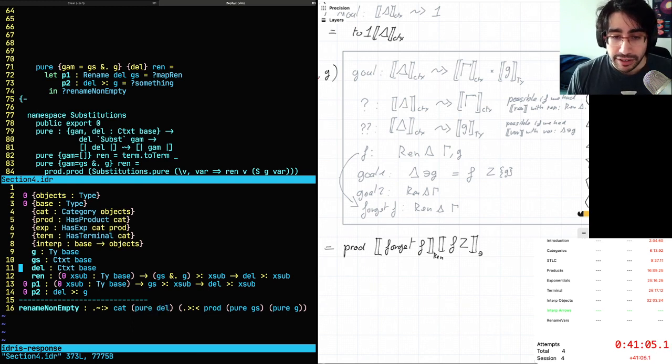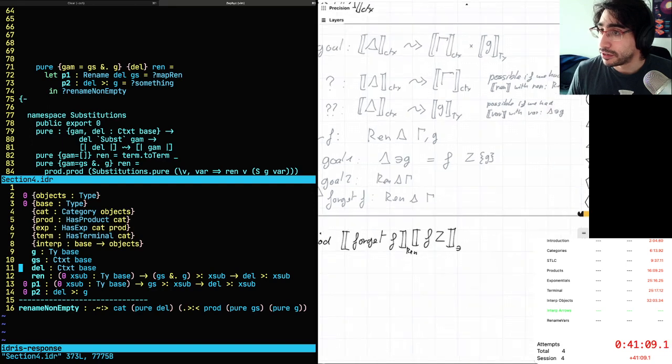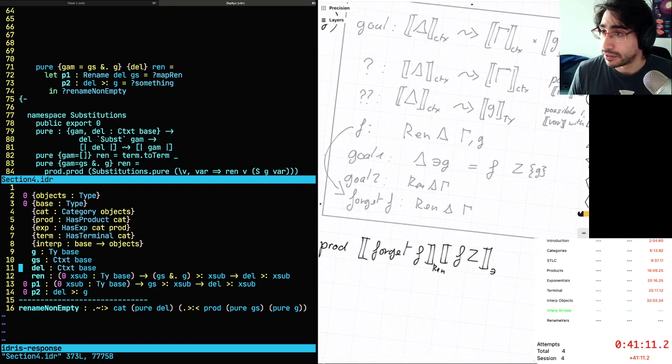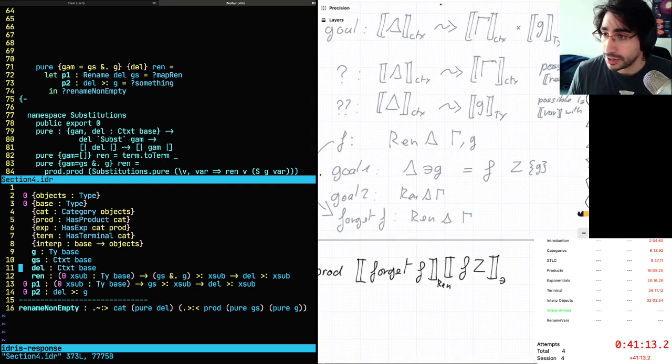So can we find an arrow from delta to G, right? On the right, I've called this goal 1, and the other one is called goal 2. So delta to G must be a variable, right? A variable in context delta. It must be the variable G in context delta. And delta to gamma must be a renaming of delta to gamma, right? Those are the only two ways we can construct things. So are there values of those types?